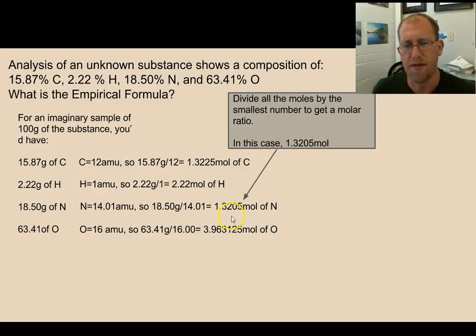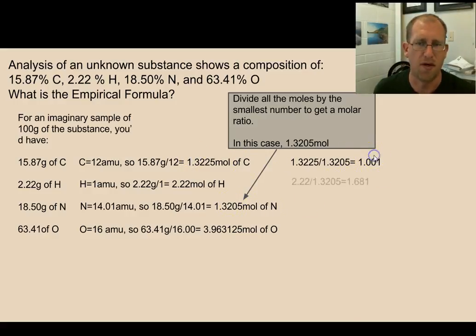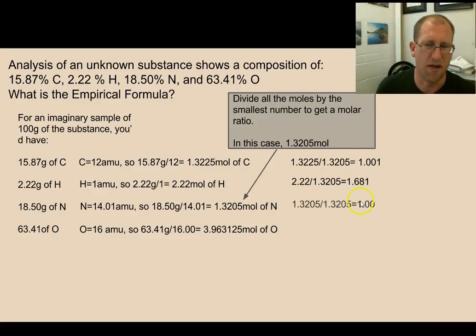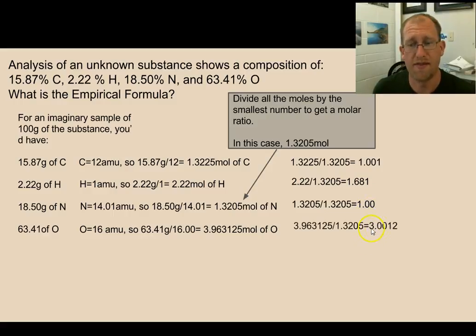So this divided by itself is 1. This number divided by my smallest number is essentially 1 as well, so I'm going to round that to 1, right? This 1.68, that's not really pretty. This one, that's 1, and this is about 3. So I've got a relationship here of 1 to 1 to 3 to about 1.5-ish. Well, 1.5 is not a whole number. I need these to be whole numbers so I can turn them into an empirical formula.